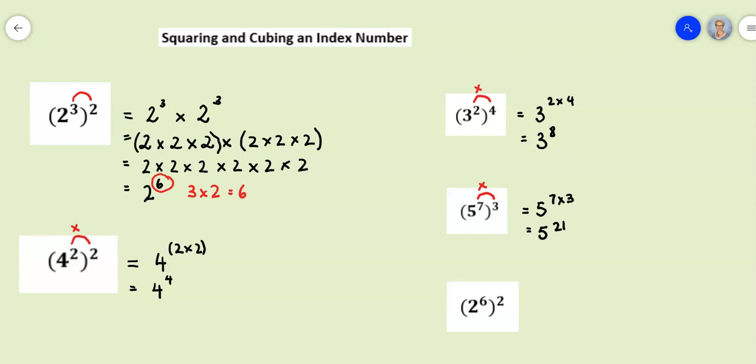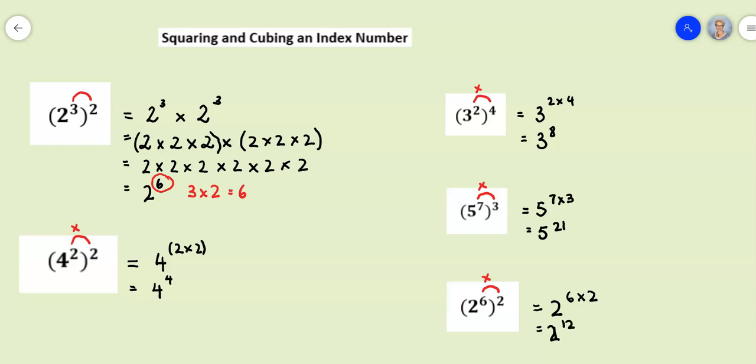Now our final example, 2 to the power of 6 raised to the power of 2. Focus on the powers and multiply them together. 2 times 6 gives us 12. So our answer is going to be 2 to the power of 6 times 2, which gives us 2 to the power of 12.